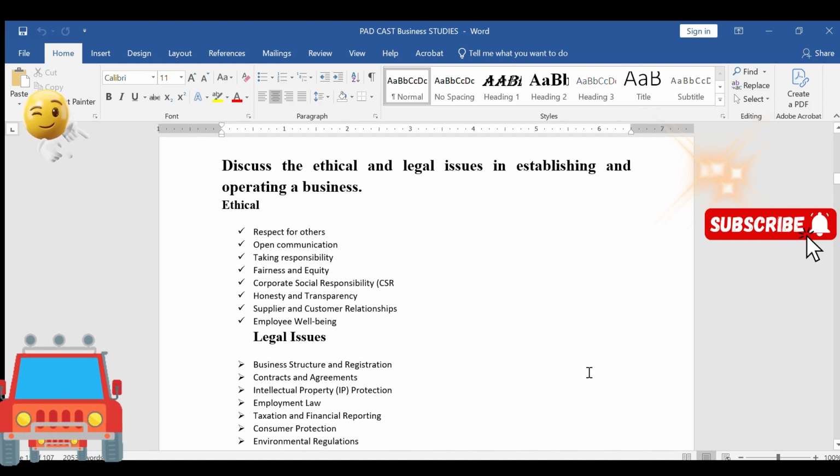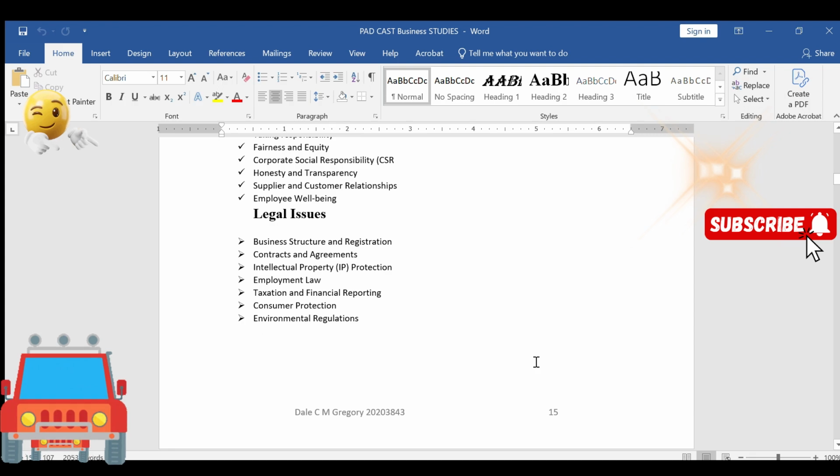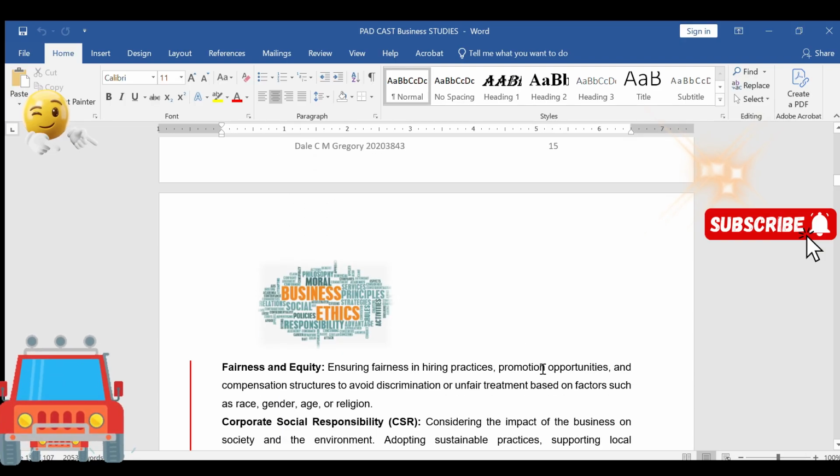So we have the ethical, as we spoke about, respect for others, open communication, taking responsibility, fairness, corporate social responsibility, honesty and transparency, suppliers and customers relationship, employee well-being, legal issues, business structure and registration, contracts and agreement, intellectual property protection, employment laws, taxation and financial reporting, consumer protection, environmental regulation.